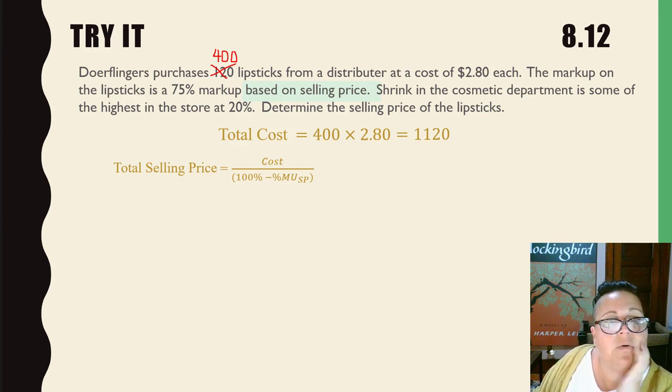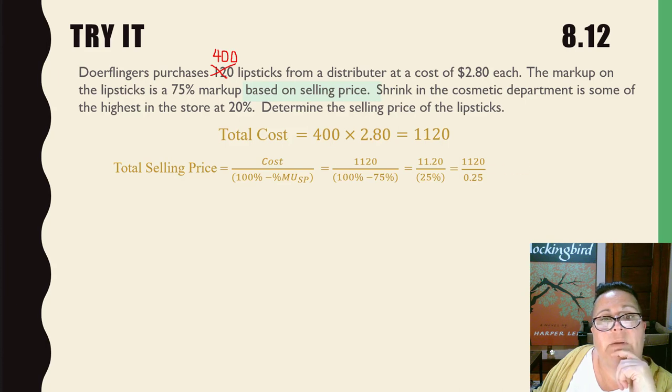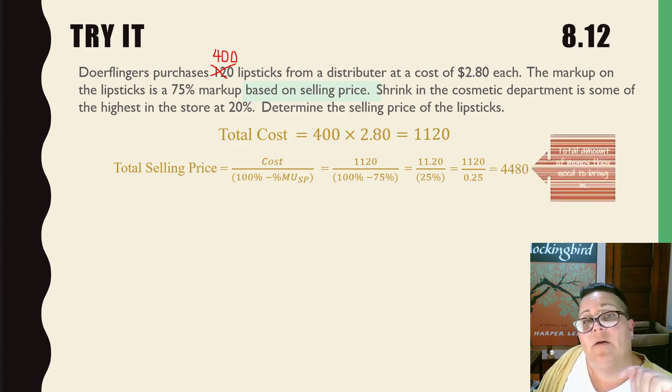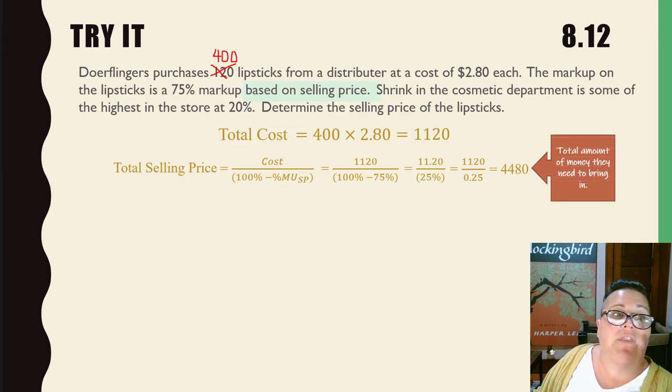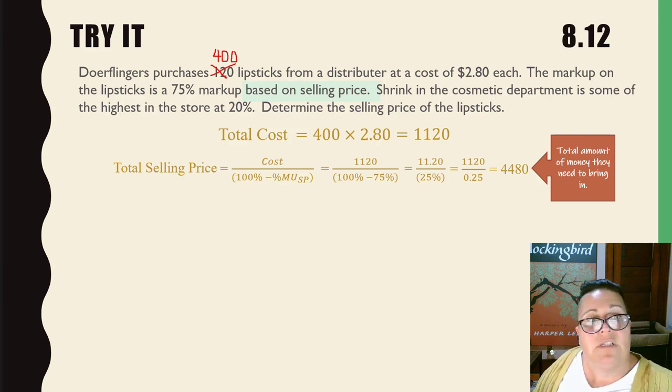All right, so we're going to take $11.20 divided by the complement of 75%, which is 25%. $11.20 divided by 0.25 is $4,480. That's how much money they need to bring in to cover the initial cost of the lipsticks and the markup, $4,480. Now, the spoilage and/or shrink is 20%.